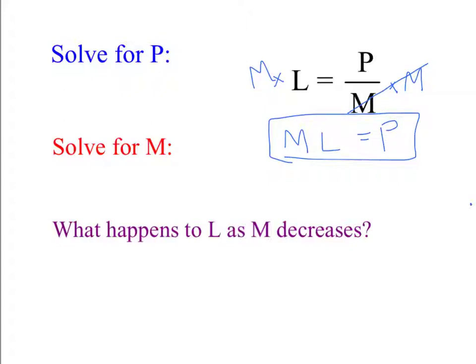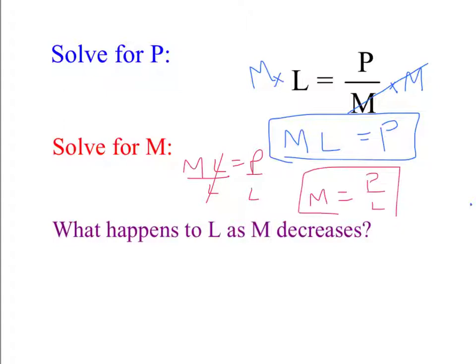From here, we could also solve for M. ML equals P. Get M alone, divide by L on both sides, and we get M equals P over L. Therefore, M is directly related to P and inversely related to L.